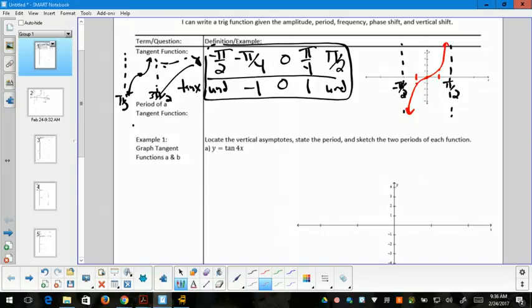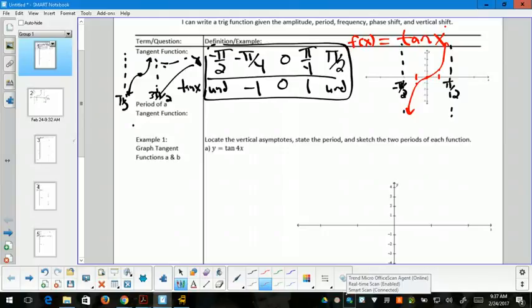Any questions on that? So that's our parent function. That's only one period of our parent function. So if we need 2 periods, we should do the next one from pi over 2 to 3 pi over 2, if we needed to. So the equation of this one, since it's our parent function, is f of x equals tangent of x. How long is the period for tangent?